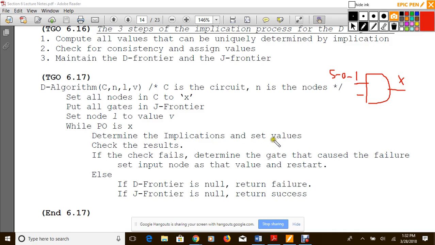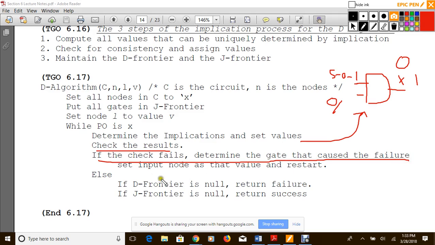Determine the implications and set values. So here, if it's 0, we'd have to propagate 0 to the output. If it's 1, we propagate 1 to the output. I'm sorry, if it's 0, it's 0, and if it's 1, it's 1, right? We're going to check the results. If the check fails, determine the gate that caused the failure. And so what's going to happen is that we're going to say something is a certain value, and therefore we propagate through the circuit. And if we get a contradiction, then we know that a certain aspect is wrong.